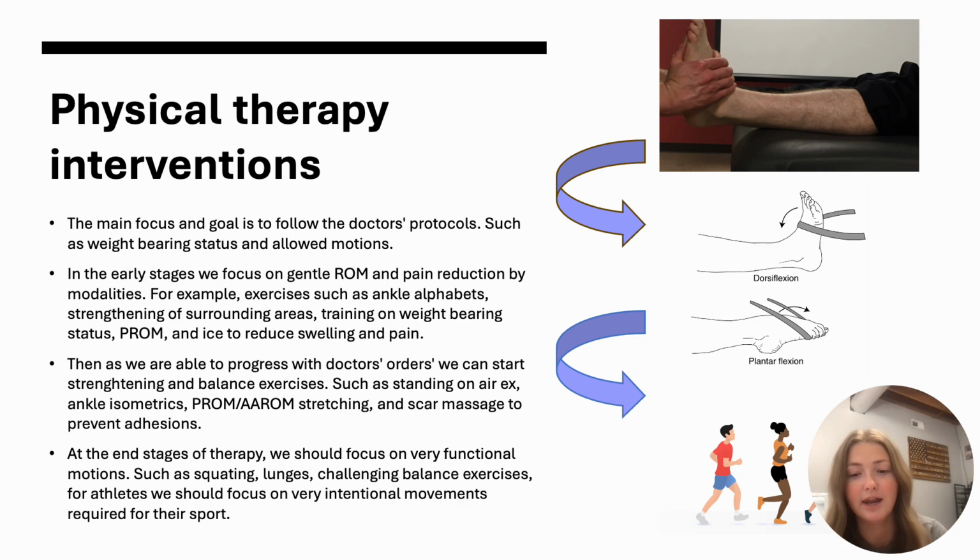Then as we're able to progress with doctor's orders, we can start strengthening and balance exercises such as standing on an Airex, ankle isometrics, passive range of motion and active assisted range of motion stretching, and scar massage to prevent adhesions if the patient required surgery. And then as we progress and get to the end stages of therapy, we'll focus on more functional motions such as squatting, lunges, more challenging balance exercises, and for athletes, we'll focus on very intentional movements that are required for their sport.